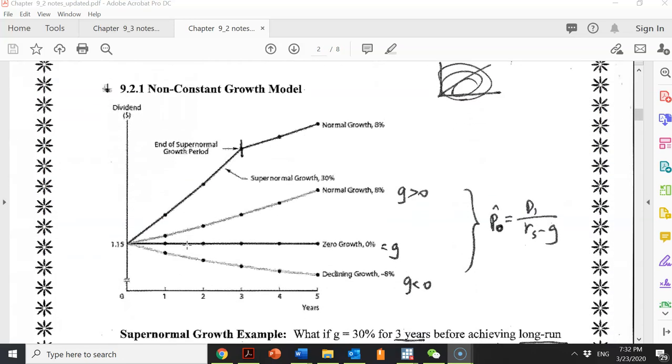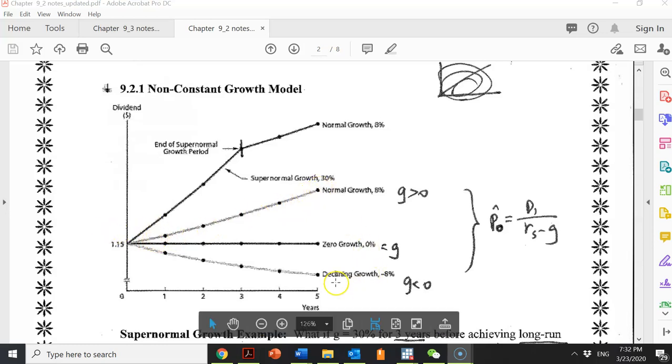Okay, here is a graph of what kind of case non-constant growth model applies to. In last class, we were talking about constant growth model. We have the case where G is 0, so we have 0 growth all the time. We have normal growth when G is larger than 0, for example 8%, a constant growth rate G of 8%. We have the case when G is smaller than 0, for example a constant growth rate of negative 8%, so we have a declining growth all the time.